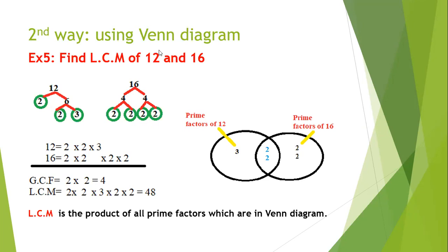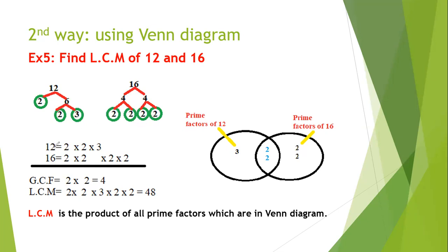How can I use the Venn diagram to find the LCM and GCF of 12 and 16? Okay, first 12. How can I find the factors of 12? 2 times 6. Okay, 2 is a prime factor. Go to 6. I can get 6 by 2 times 3. 2 and 3 are prime factors. Let's start with the 16. 4 times 4, and 4 is 2 times 2. 4 is 2 times 2. All these numbers are prime factors.